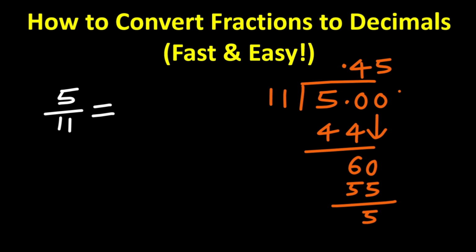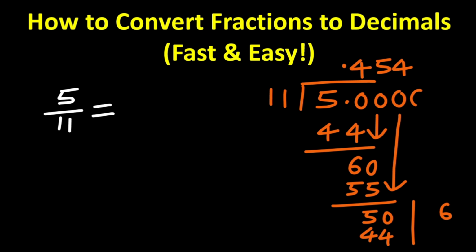And now again you can add a 0 here. You can bring down that 0. This becomes again 50. Now again you can do 11 times 4. That's going to be 44. So 50 minus 44, that becomes 6. Right? So now again you can add a 0 and you can bring down that 0 here. That becomes 60. And now you can do again 11 times 5 is 55. And now you get 5 again.